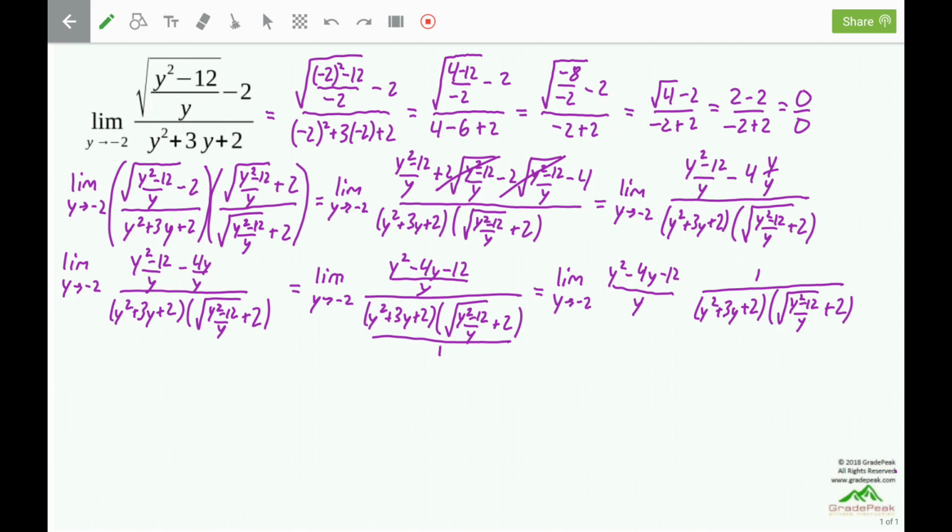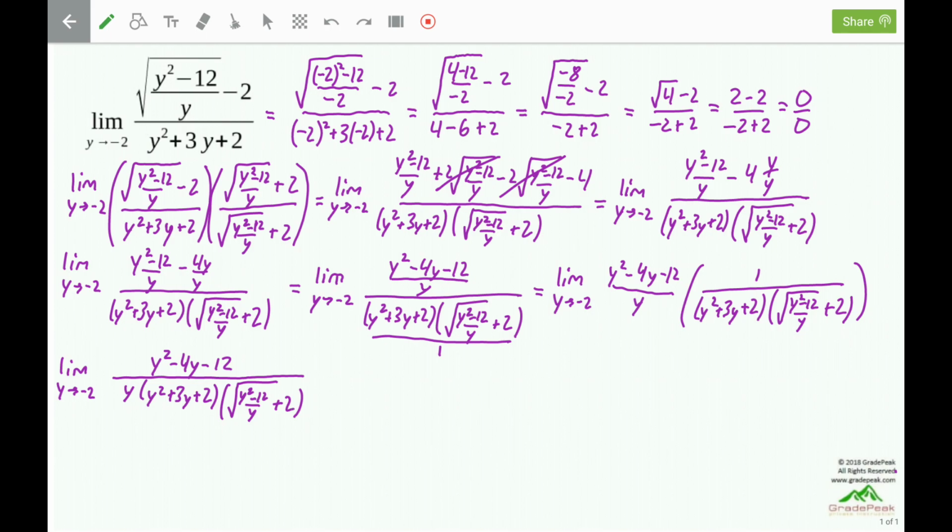And we can now multiply the numerators and denominators with each other. So that will be the limit as y goes to negative 2 of, in the numerator, 1 times will give us just y squared minus 4y minus 12. And in the denominator, we will have y times y squared plus 3y plus 2 times the square root of y squared minus 12 over y plus 2.